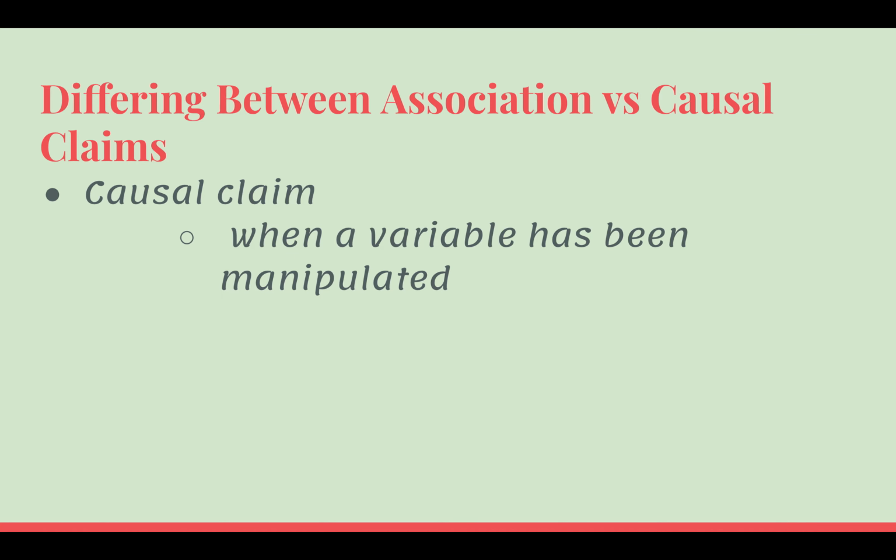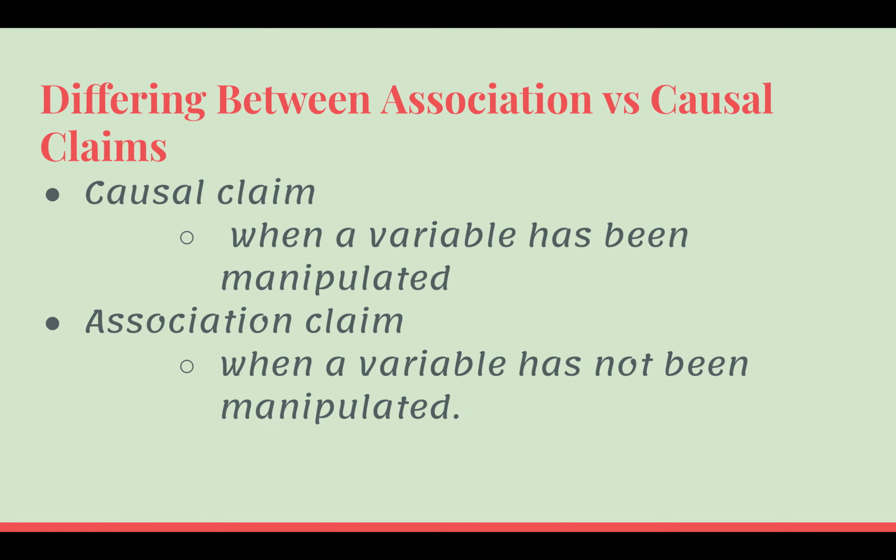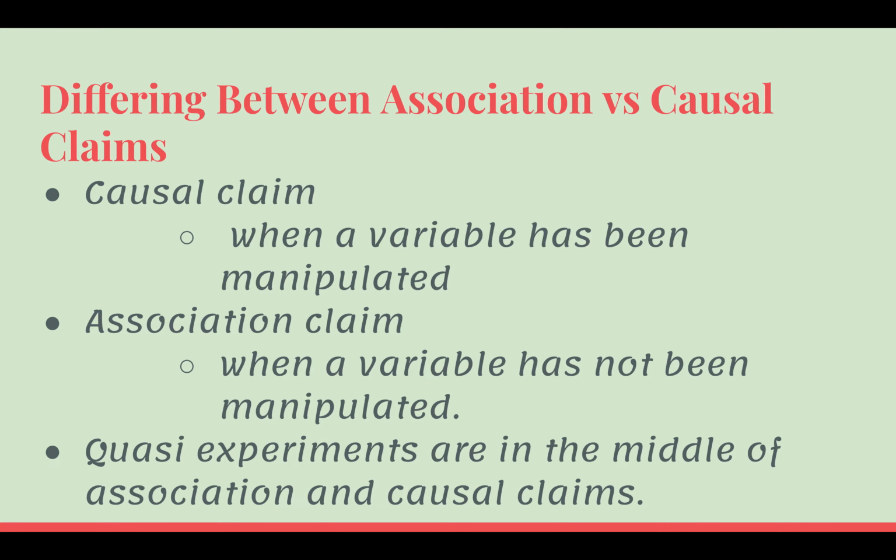Differing between association versus causal claims. One can assume that a claim is a causal claim when a variable has been manipulated, and one can assume that a claim is an association claim when a variable has not been manipulated. Additionally, it's important to note that quasi-experiments are in the middle of association and causal claims.